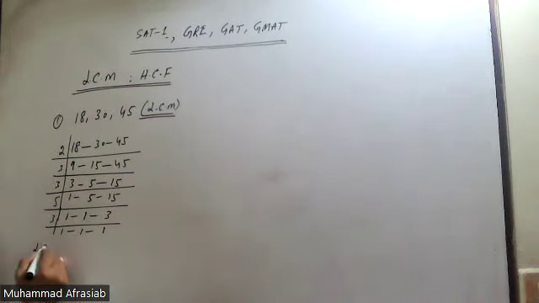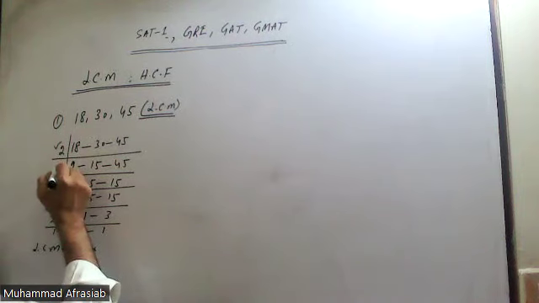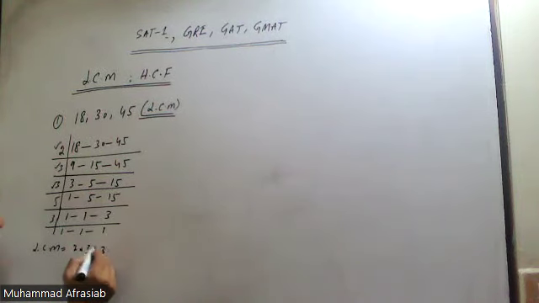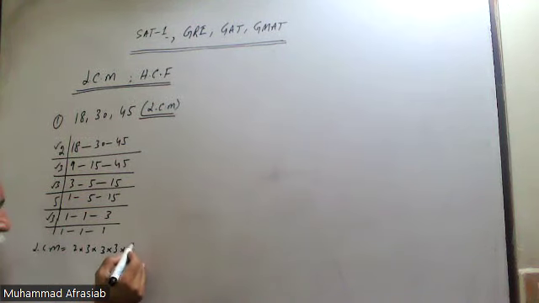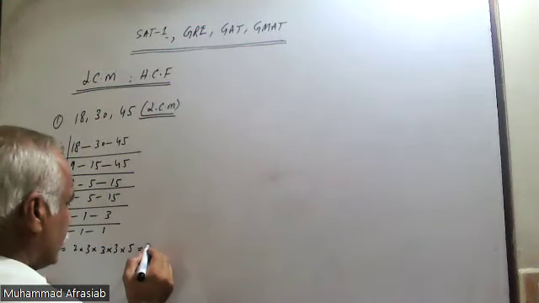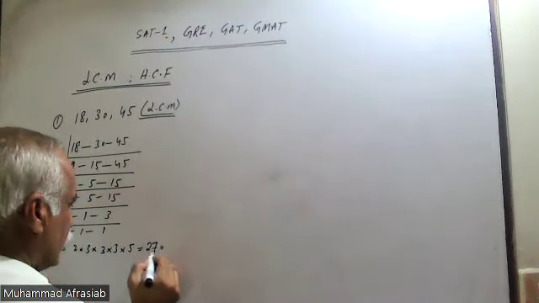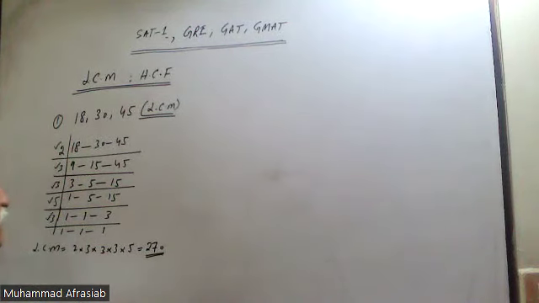So the LCM of these simplest numbers is equal to 2 into 3 into 3 into 3 into 5. That is equal to 2 fives are 10, and 3 threes are 27. 27 into 10, 270 is the LCM of these simplest numbers.